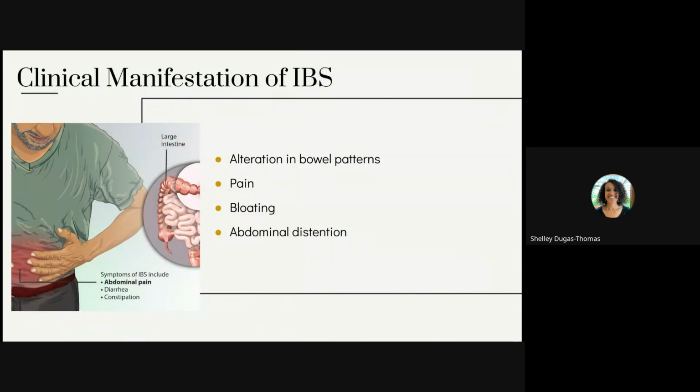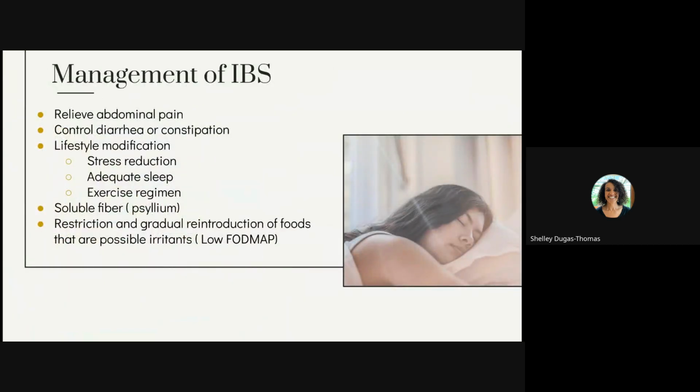So, some common manifestations include alteration in bowel patterns, either constipation or diarrhea, pain, bloating, and abdominal distension. For symptom relief, you want to focus on alleviating abdominal pain and managing diarrhea or constipation. Some lifestyle modifications include stress reduction, adequate sleep, and regular exercise. And dietary interventions include increasing soluble fiber, restricting and gradually reintroducing potential irritant foods, such as those with a low FODMAP diet. So we'll talk about the FODMAP.